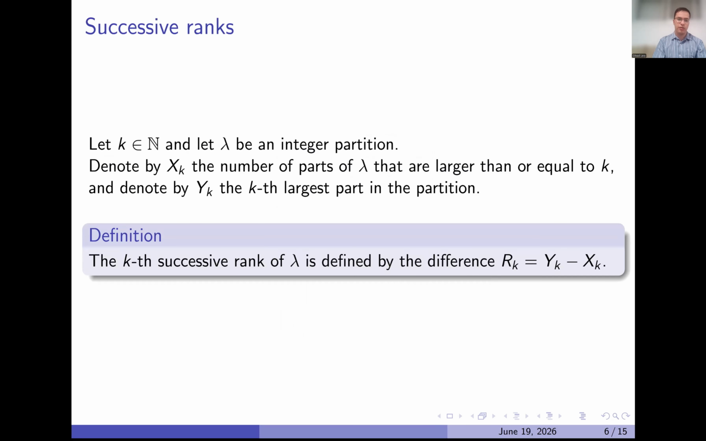In our derivations, it is also convenient to use the definition of the successive ranks of the partitions. In order to formally define the successive ranks, we shall denote by x sub k the number of parts of the partition that are larger than or equal to k, and also denote by y sub k the kth largest part in the partition. Then the kth successive rank of the partition is defined by the difference between those two quantities, that is y sub k minus x sub k.